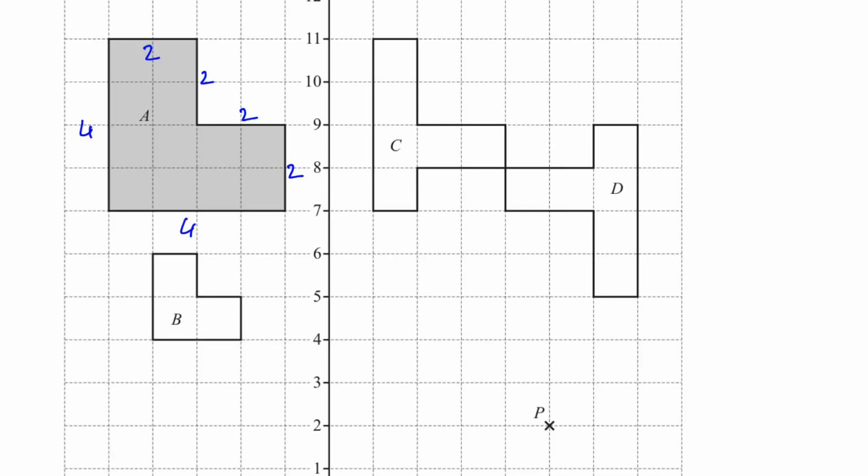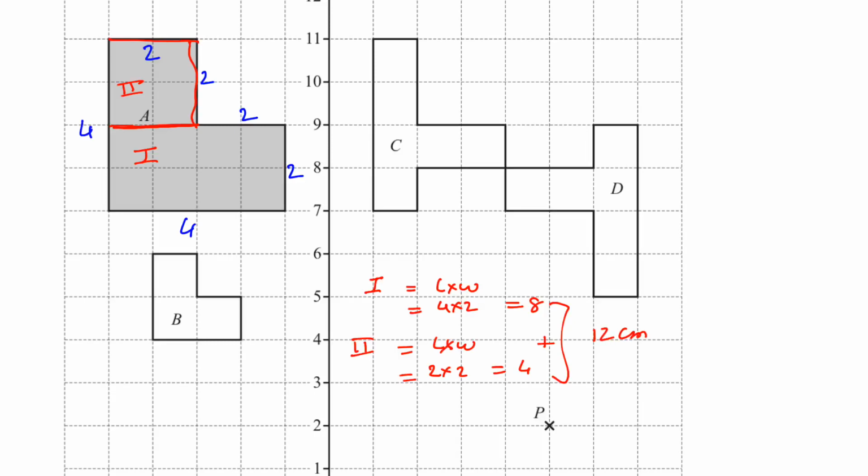In 2, they want you to find the area of shape A. For finding the area, make it into 2 parts. So let this be one part and this be the second part. Area of the first part is, it's a rectangle, so it's length times width. So it will be 4 times 2, 8. Area of the second one is also a rectangle, so length times width. We have this side as 2 and this side as 2. So 2 by 2, 4. Now we will add both the areas together, and when we do that, we'll get 12 square centimeters.